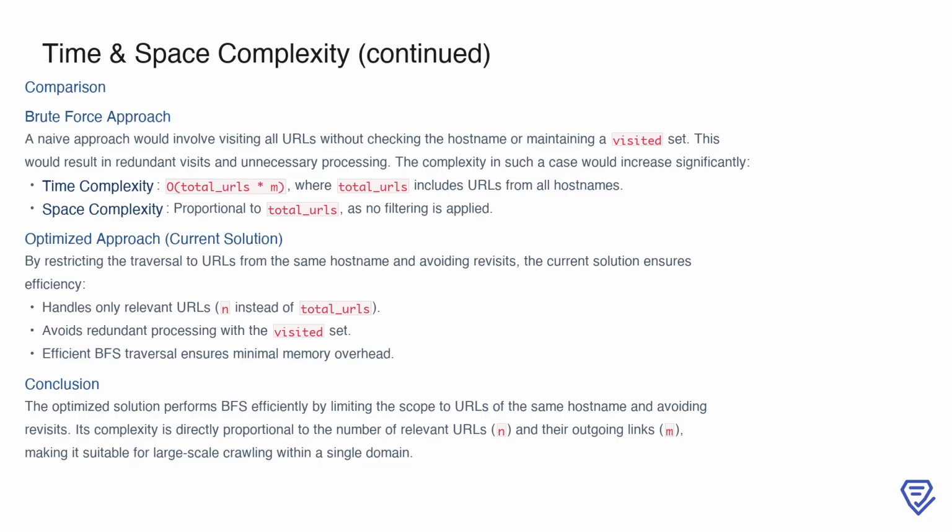In contrast, the optimized solution focuses only on URLs from the same hostname, avoiding redundant processing by using a visited set. This ensures that only n relevant URLs are handled, with efficient BFS traversal further reducing memory overhead. As a result, both time and space complexity are directly proportional to the number of relevant URLs, n, and their outgoing links, m. This makes the optimized approach highly suitable for large-scale web crawling within a single domain.